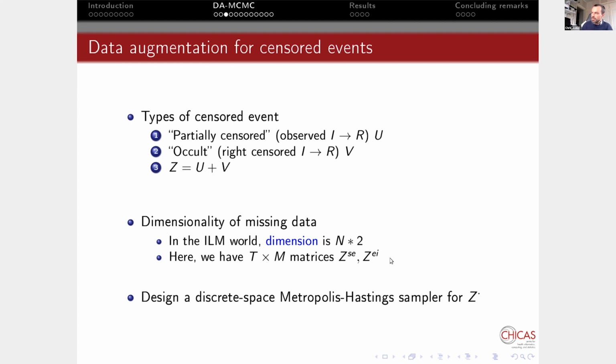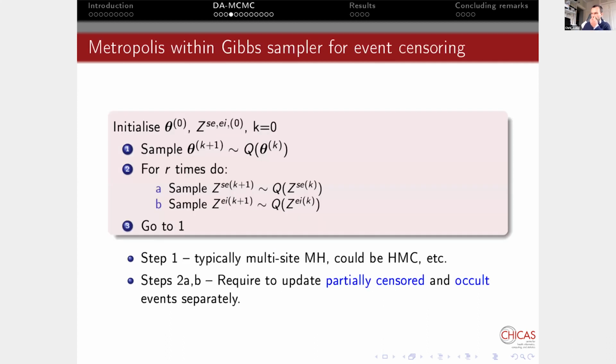So it's quite a high dimensional problem. We've got two event matrices, and each of them is a number of time points. In this case, it's 12 weeks, so 84 days, times our 380 metapopulations. So the task is then to design some sort of Metropolis Hastings sampler to get around all this missing data. Okay, so that's just a summary of the MCMC.